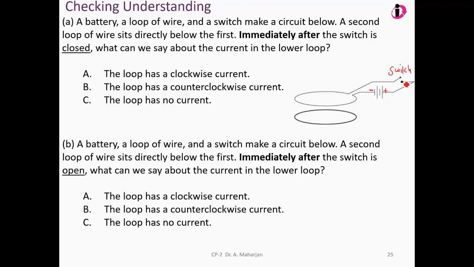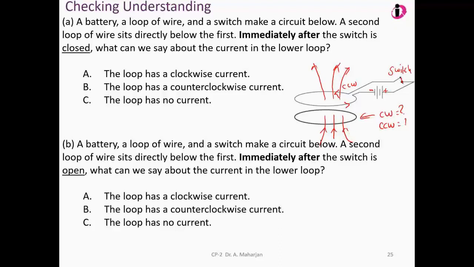It says when you turn the switch on, what current do you get at that moment in the nearest loop? Clockwise or counterclockwise? Let's figure that out. First, once you turn the switch on, the current is increasing in this direction. This is a counterclockwise current, and it's increasing, so its magnetic field will be something like that. The field through the loop is in the upward direction.